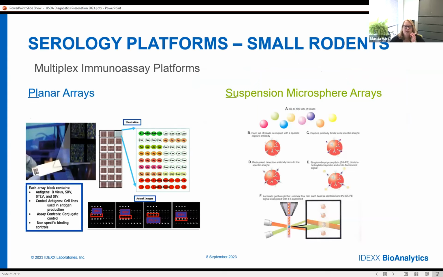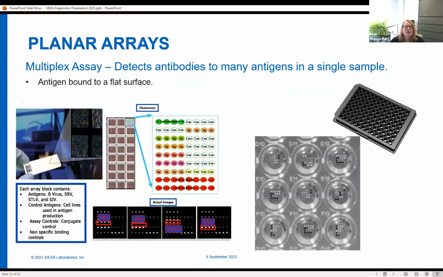So for small rodents, as you can imagine, a lot of these testing platforms use large volumes of serum or plasma. And in smaller rodents, that's just not practical. I just can't go out and grab a mil of serum from a mouse, for example. They're just not made that way because they don't have that much circulating blood volume. So what's been done is the development of these multiplex platforms, and they've really been a game changer in detecting antibodies in small rodents. So we have what we call planar arrays, where the platform is just flat, or suspension microsphere arrays. And I'll talk a little bit about each of these quickly.